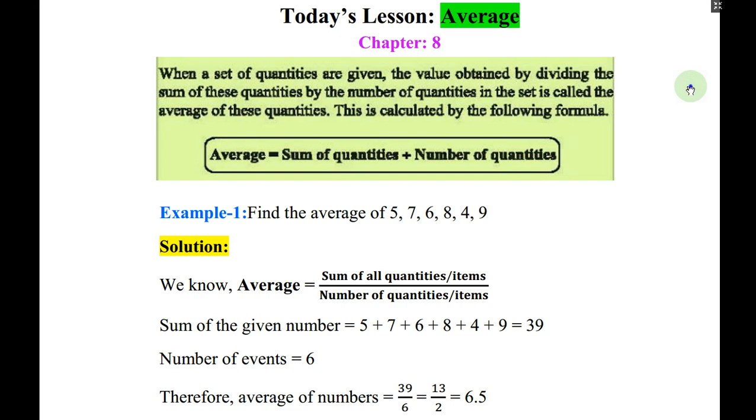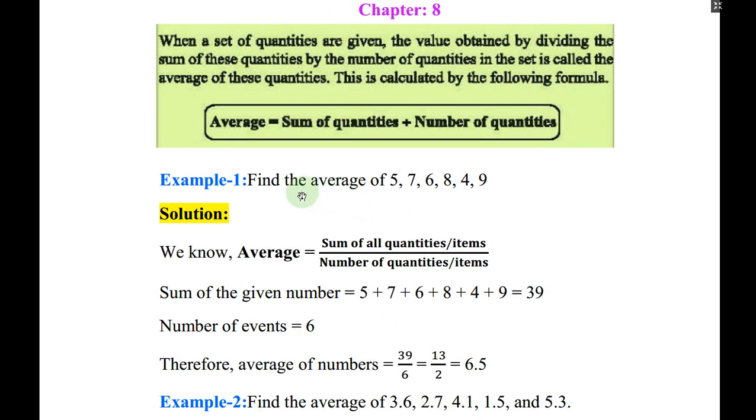So at first we need to know what is average. When a set of quantities are given, the value obtained by dividing the sum of these quantities by the number of quantities in the set is called the average of these quantities. So actually the formula of average is sum of quantities divided by the number of quantities. We can find the average. So we can discuss an example.